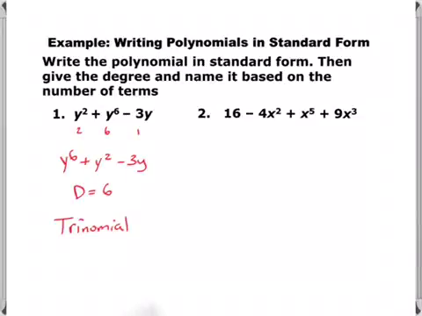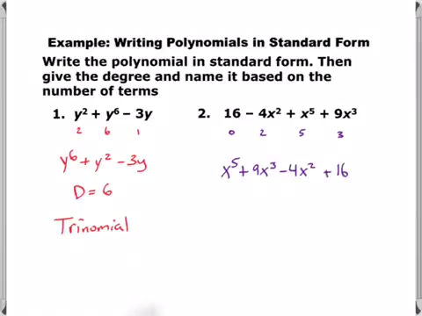We'll do the same thing in the next one. We've got 16 minus 4x squared plus 5x to the 5th plus 9x cubed. 16 has a degree of 0, 4x squared has a degree of 2, x to the 5th has a degree of 5, 9x cubed has a degree of 3. So let's order these from greatest to least. So we've got x to the 5th plus 9x cubed minus 4x squared plus 16.